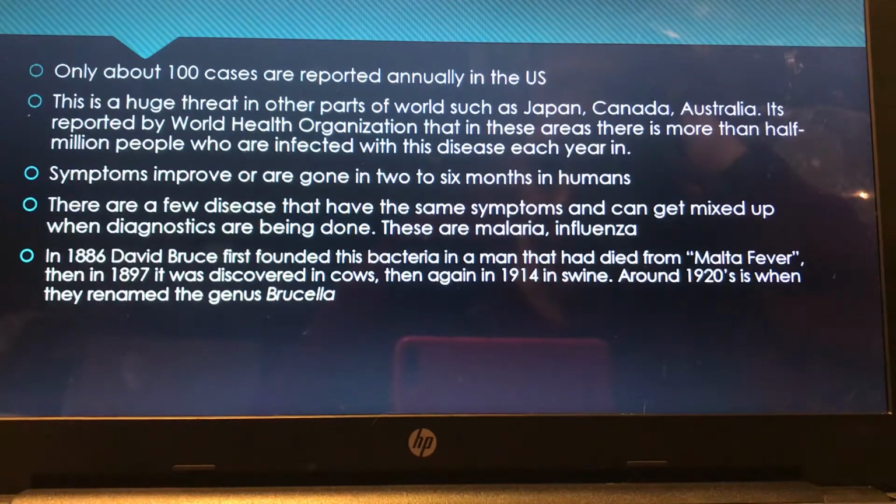And how it was discovered and who by. So in 1886, David Bruce first found this bacteria in a man who had died from Malta fever, which is the same thing. That is B. abortus. Then in 1897, it was discovered in cows. Then again in 1914 in swine. And then around the 1920s is when they finally renamed the genus to Brucella.